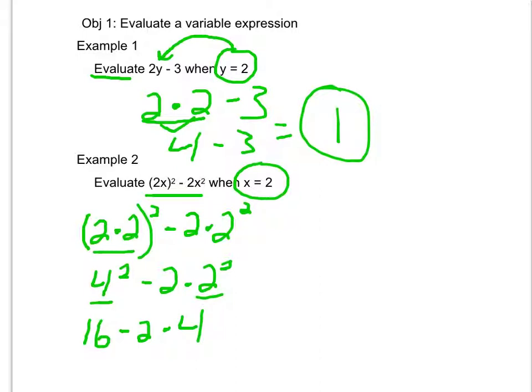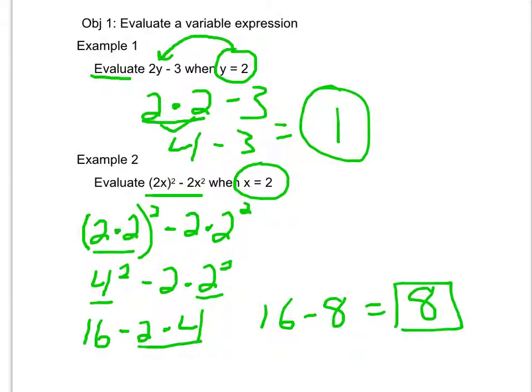Well, next, before subtraction, we have to do the multiplication. Okay, so we're going to take care of this one. So we're going to have 16 minus 2 times 4 is 8. And we're going to finish this. 16 minus 8 is 8. Answer in a box or in a circle. Okay, so again, evaluate means we're going to plug in the number and we're going to solve the expression on down. Okay, let's go on to the next objective.